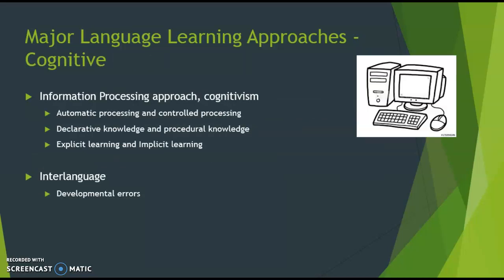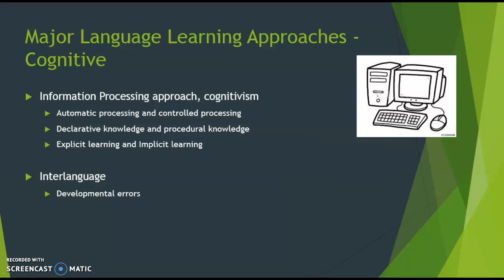The next one we're going to talk about is the cognitive approach, and this is really important. I have found it very useful to think of it very much like your mind is a computer. We have information, we're going to process it, and that's going to be how we learn. We have automatic and controlled processing, declarative knowledge, and procedural knowledge. Some things we know how to explain, and some things we know how to do.